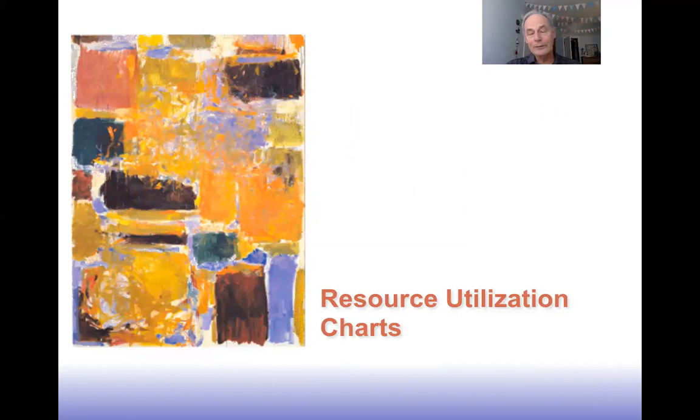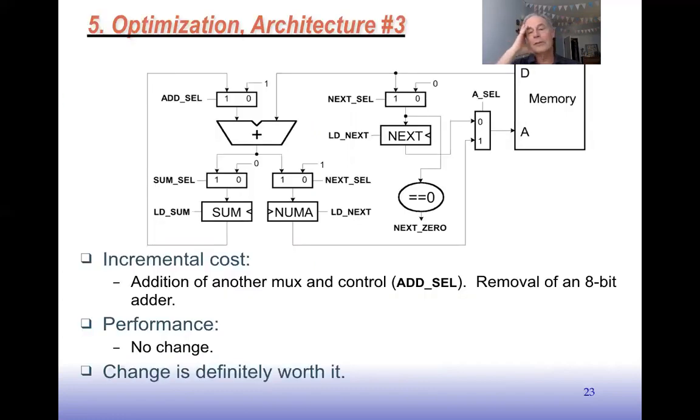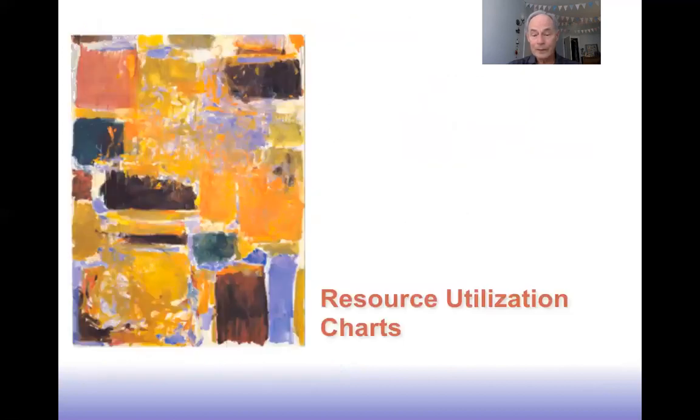Okay, so now we can actually do more optimizations. We can get this to have even higher performance. It gets a little more complicated, so I'm going to now introduce kind of a graphical aid to help us visualize the kind of pipelining and the timing of the circuit. So the aid is, these are called resource utilization charts.